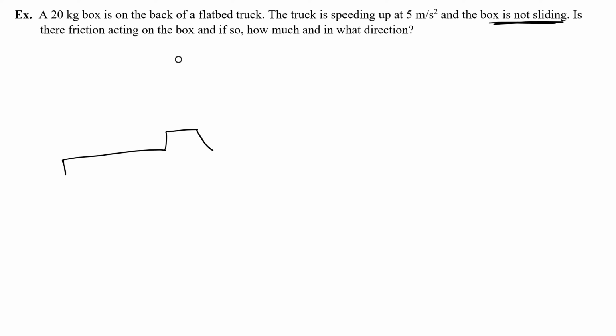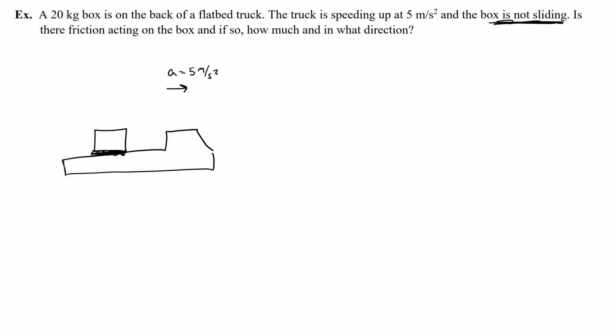So I'm going to draw the truck and the box on the back of the flatbed truck. The idea is that the box is actually speeding up with the truck and not sliding as it does so. So that means, yes, there is friction between the box and the back of the truck to keep it from sliding. And it is that friction that's actually causing this box to speed up with the truck. Okay, so we'll say the acceleration is to the right, 5 meters per second squared.